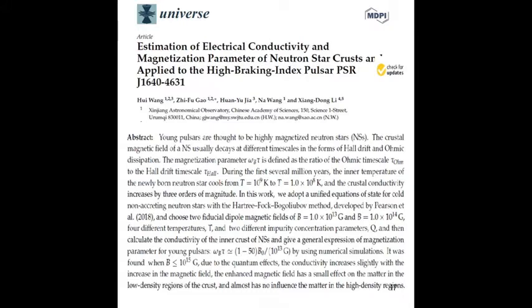The magnetization parameter is an important quantity related to magnetic field evolution and the thermal evolution of a neutron star, and is defined as the ratio of the ohmic timescale to the Hall drift timescale. We chose two fiducial dipole magnetic fields of 10^13 G and 10^14 G, 4 different temperatures, T, and 2 different impurity concentration parameters.